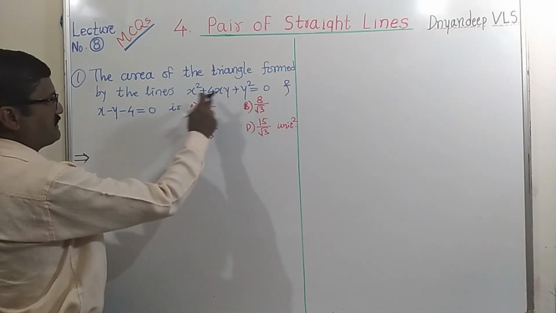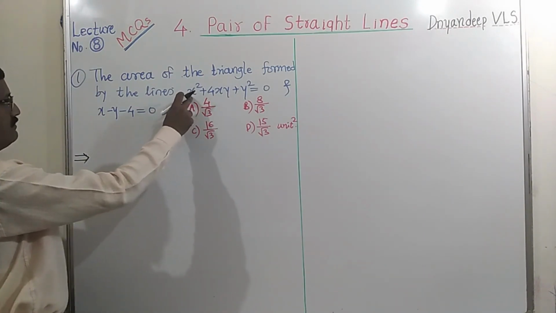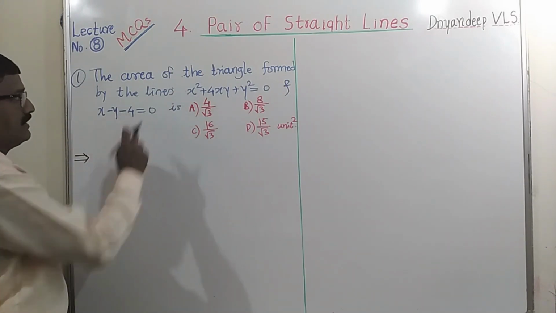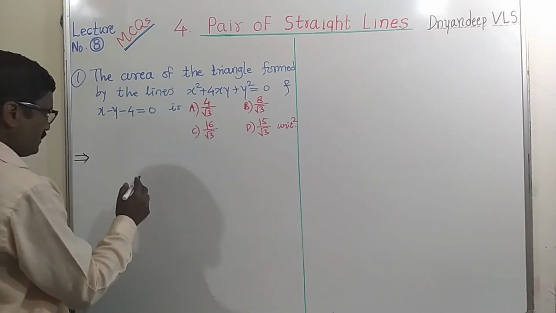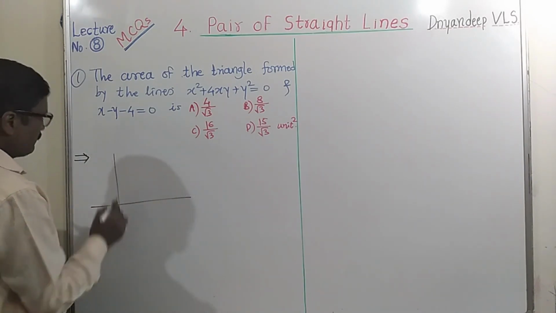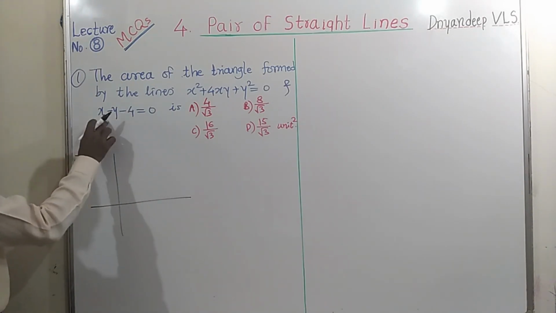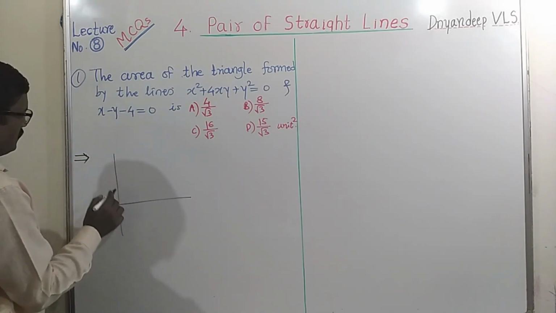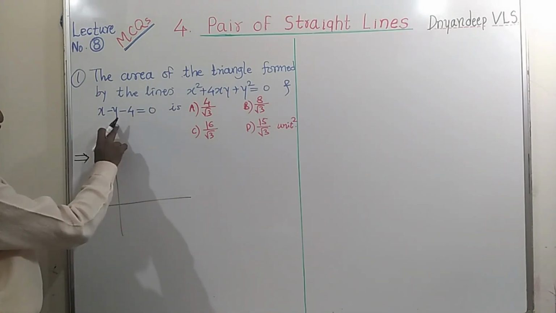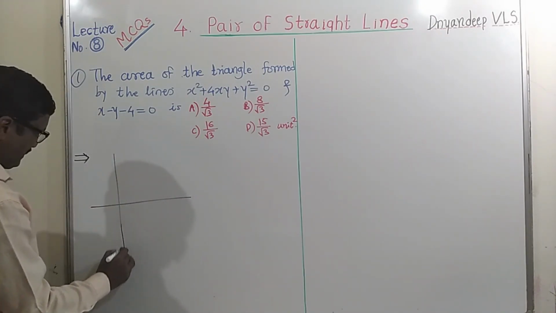This equation represents two lines having angle 60 degrees, and the angle between one of these two lines and this line is also 60. These three lines form an equilateral triangle here. Let us see the figure and we will find the answer. We can check it. This x minus y equal to 4, the slope of this line is plus 1. So the line has slope 1 and y-intercept equal to minus 4. So the line is like this.